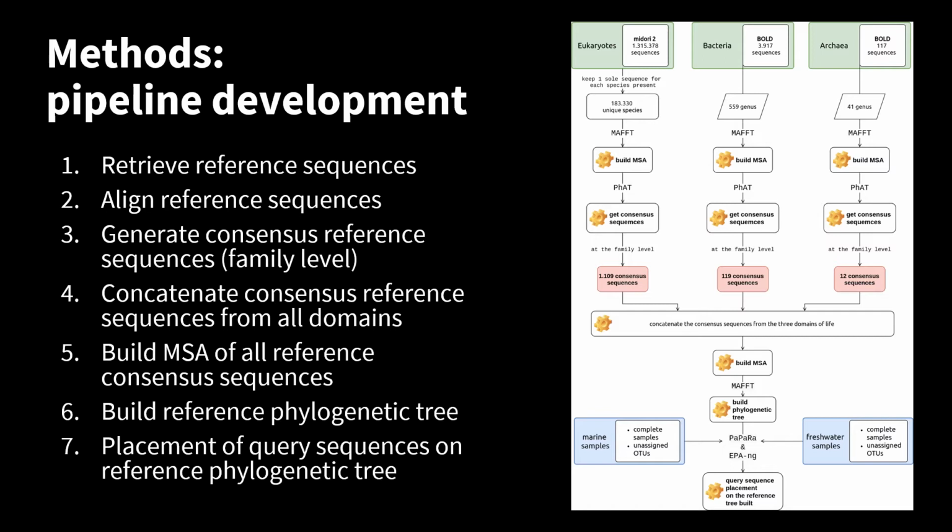Consensus sequences at the family level were constructed from each of these initial CO1 datasets. These were then combined, and the reference phylogenetic tree for CO1 was built using over 1,200 consensus sequences, with more than 80% of those coming from eukaryotic taxa. We were then able to place our query sequences onto the phylogenetic tree to determine the origins of our query sequences.